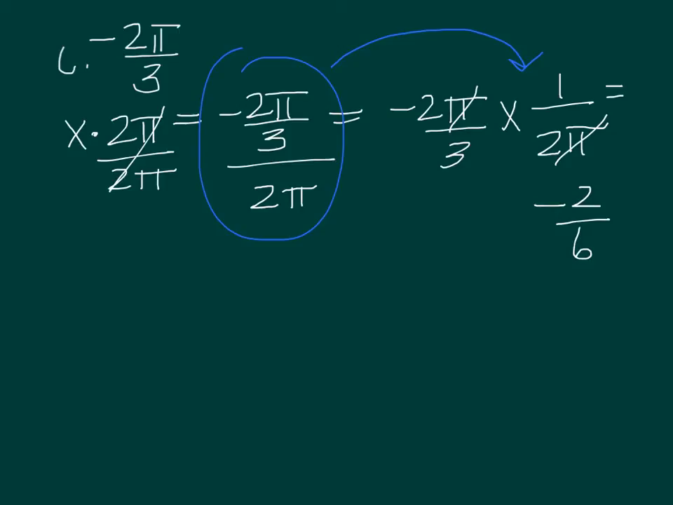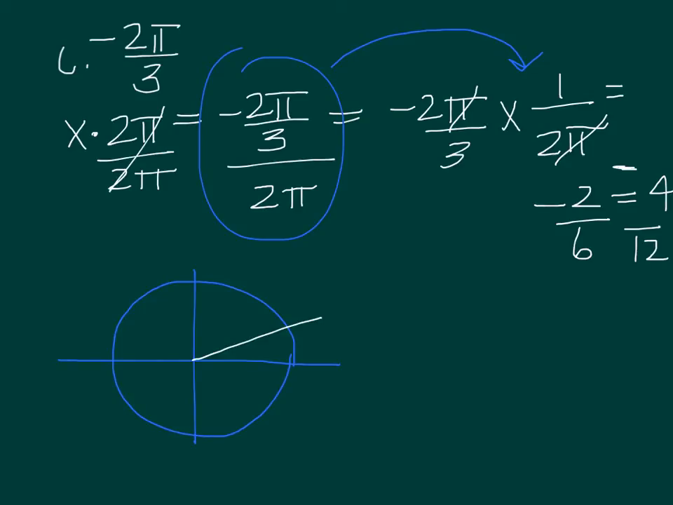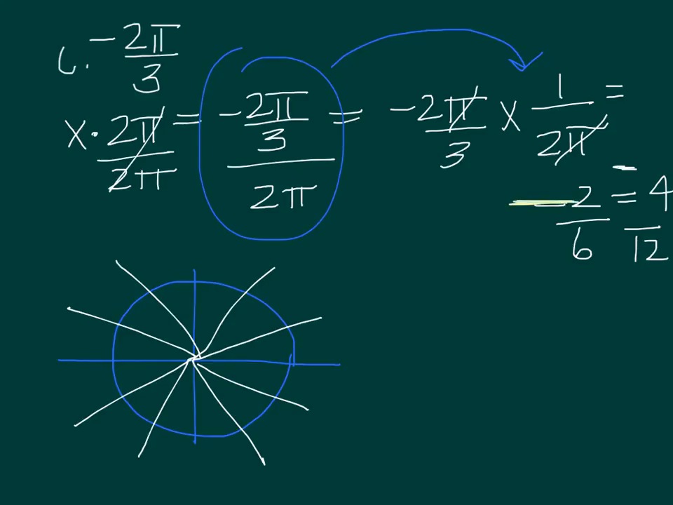Well, we can't really divide our circle into 6 even parts. So what I'm going to do is convert this to 12ths. This is the same as negative 4 over 12. So I'm going to draw my circle again, dividing it into 12ths. Be careful now, it's negative, so we have to rotate clockwise. 1, 2, 3, 4. Show your rotation, show your terminal side. And there's negative 2 pi over 3.